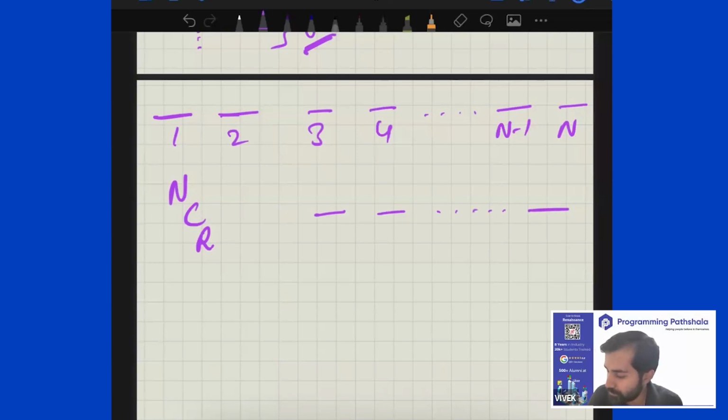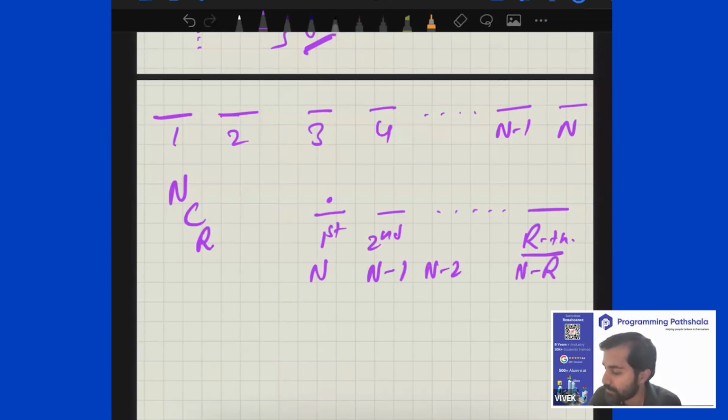So this is going to be the first one. This is going to be the second one. And this is going to be the rth one. Initially, all the n items are available. So how many choices do I have for this? N choices. Now one of them is gone. So how many choices for this? N minus 1. How many choices for the next one? N minus 2. And how many choices for the rth one? It will be n minus r plus 1.